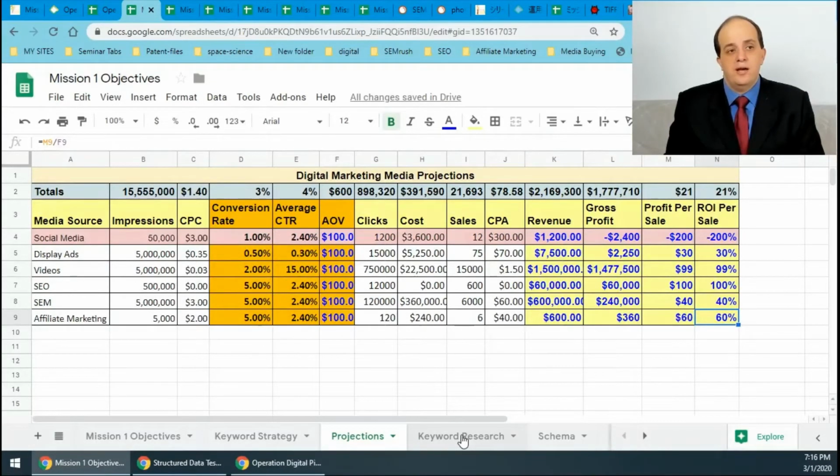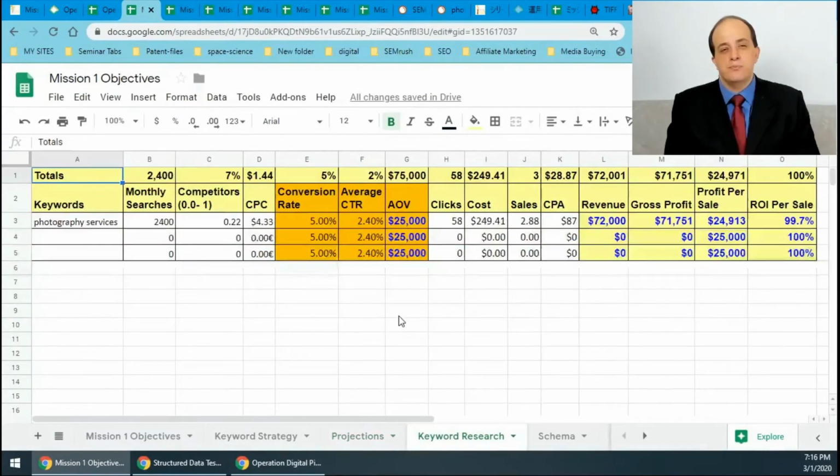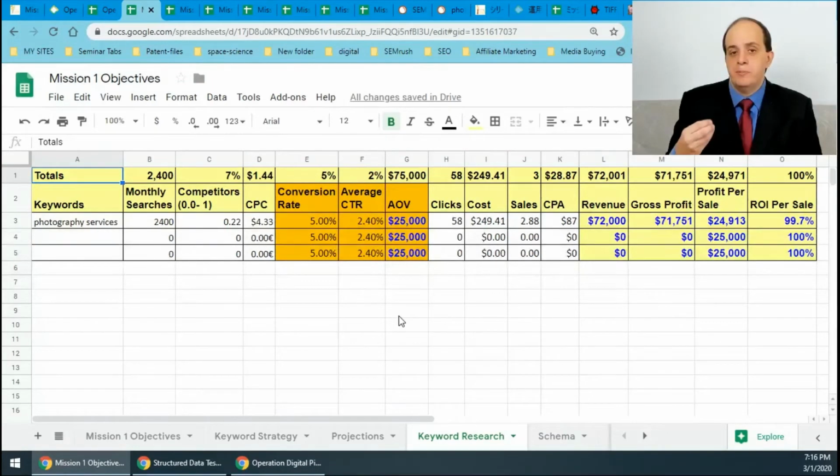Following that, we have keyword research. Now, this is preliminary keyword research for search engine marketing. And search engine marketing keyword research and SEO keyword research is exactly the same. There's just one difference, which is that with SEM, you have to pay per click, whereas with SEO, you get the traffic without paying. It's free. Free to a certain extent.